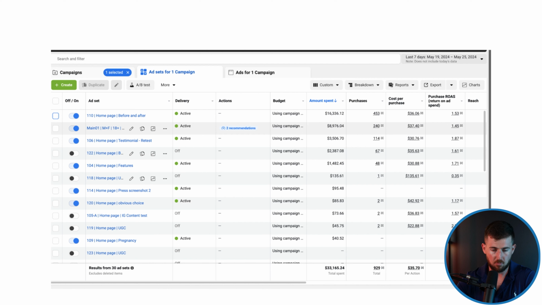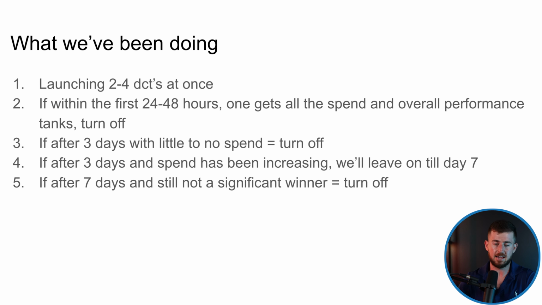I want to say we tested about 5 to 6 ad sets over the last week on this. Keep in mind, we're also spending about $5K a day. Typically, the more we spend, once we start getting above $1,000, $5,000, $10,000 a day, I'm willing to test a little bit more than 4 DCTs per week. If I'm under $1,000 a day, then I'm launching 2 to 4 DCTs at once.